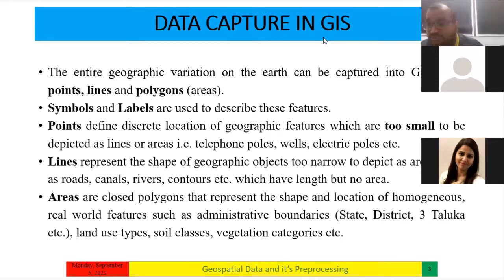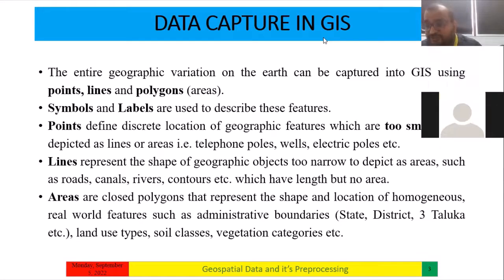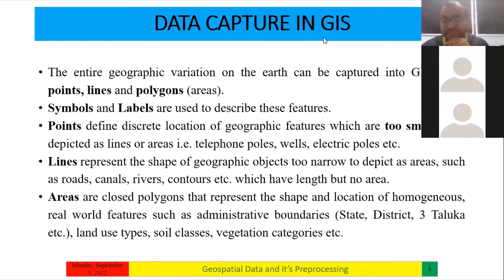Similarly, those features on the earth which do not have an area but have a continuous structure, for example, roads and canals, can be represented with the help of lines. And those features which have area must be represented with the help of polygons.